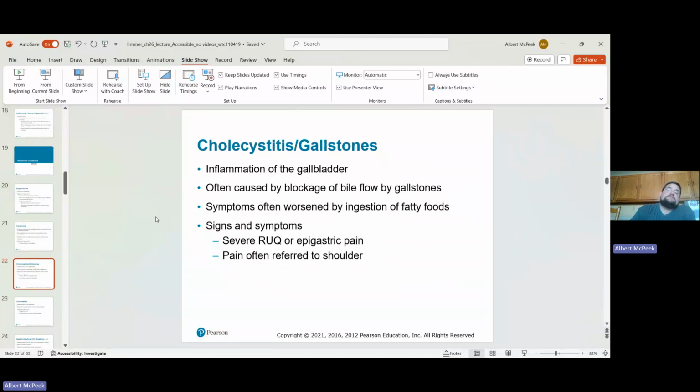The signs and symptoms of cholecystitis are severe right upper quadrant or epigastric pain, and pain is often referred to the shoulder. So I talked about back when I had gallbladder problems, I would have shoulder pain, but I would also have epigastric pain. Epigastric pain is almost pit of the stomach pain.